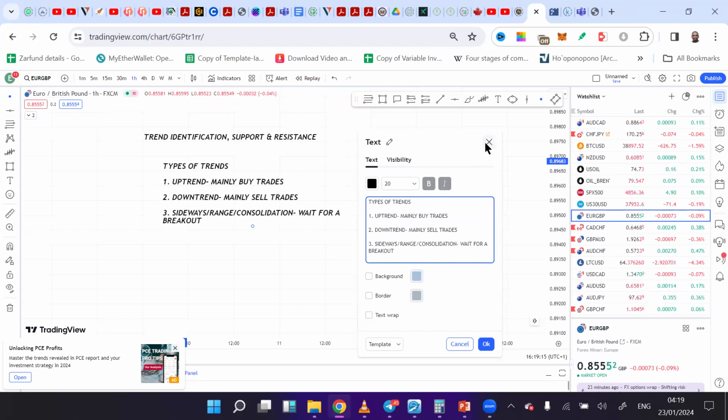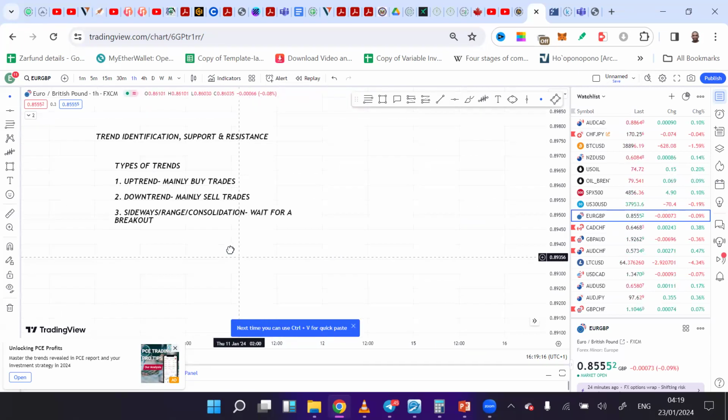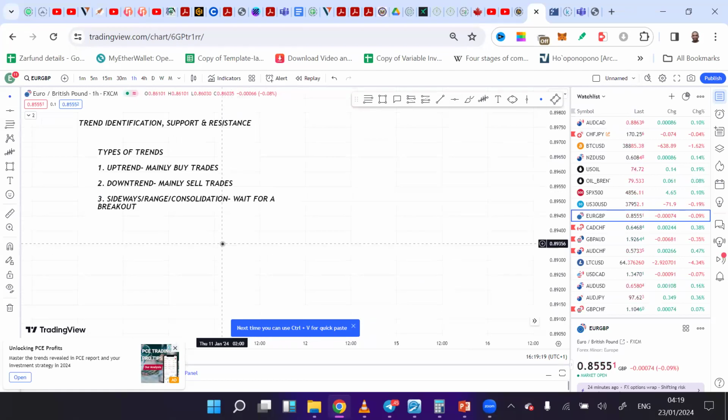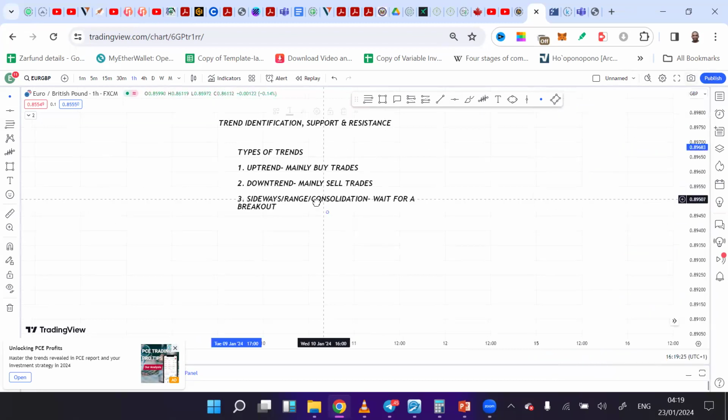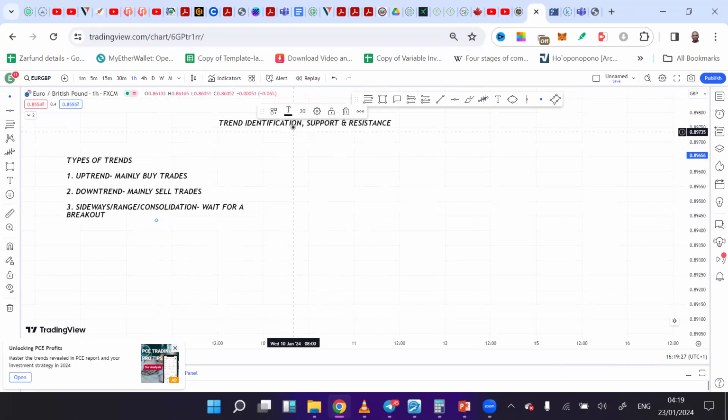So let's explain a bit of these trends. Let's understand them a little bit. What does it mean when we say we have an uptrend? Let's try to explain that.